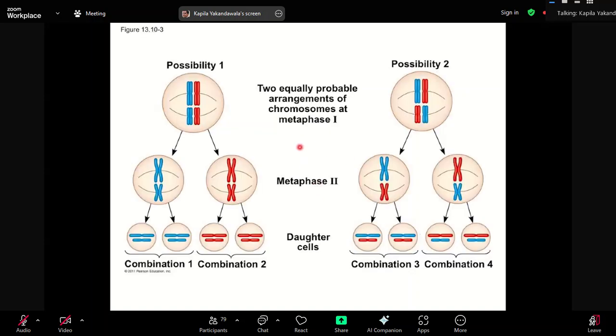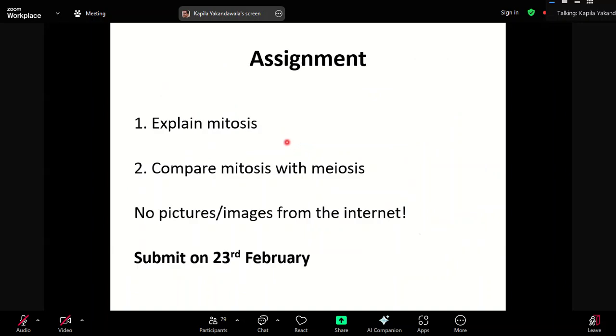This leads to genetic variation. Right. Okay. With that, let me finish the theory part.